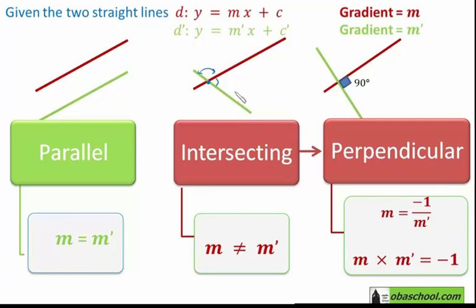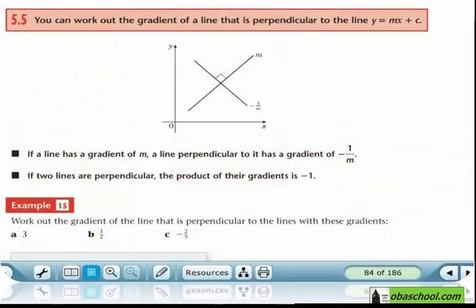If the two straight lines are not parallel, they are intersecting lines, and in this case, m is different than m prime. And sometimes intersecting lines could have a special case which we call perpendicular lines, which are two straight lines forming a right angle between them, and the product of the two gradients is minus 1. m times m prime equals minus 1.